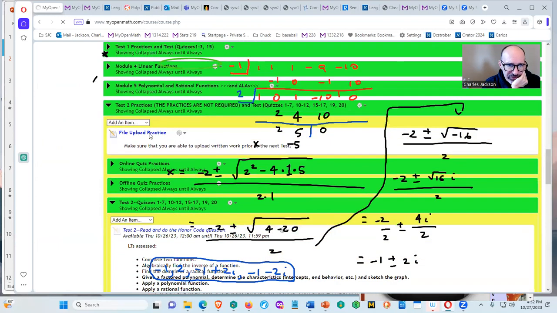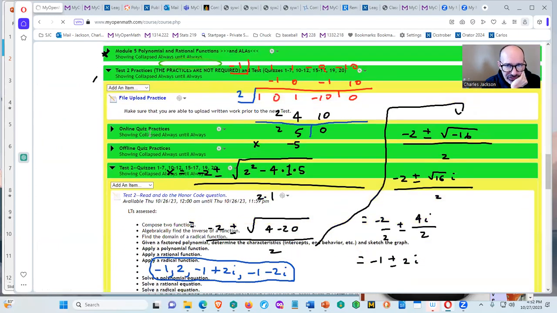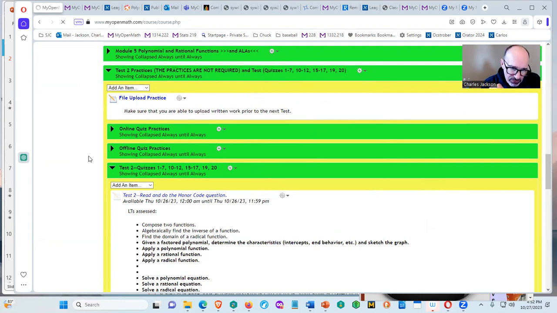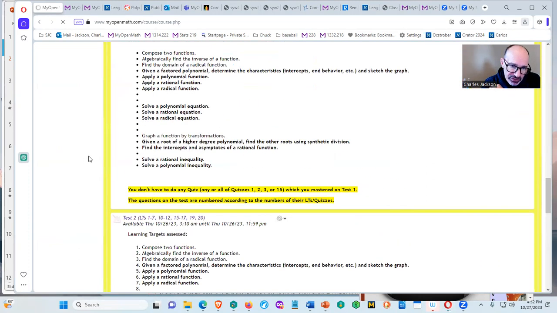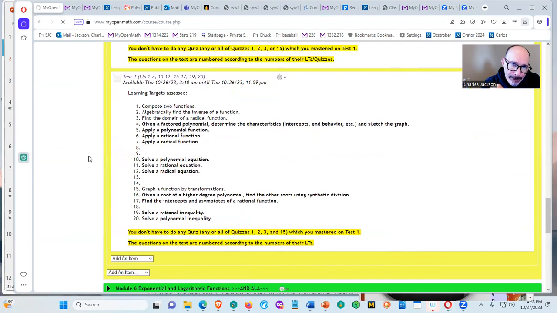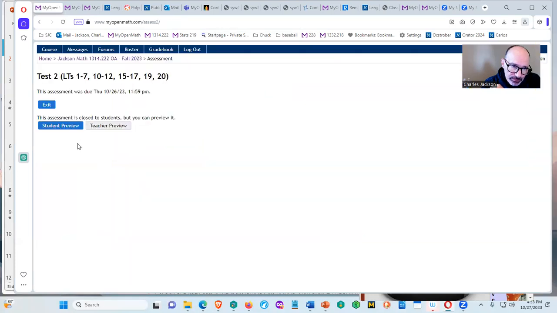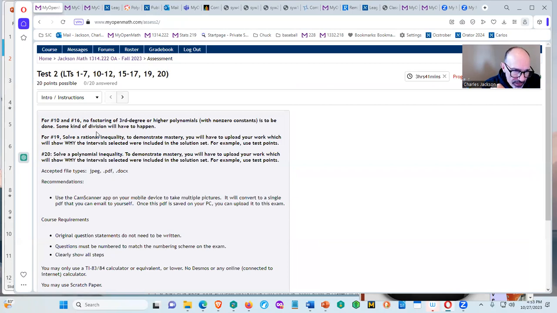So I'm going to explain what I'm saying here, which involves some, I tried to get the math jargon out of it, but you do need words to describe things. So let's just do this. Okay, so for number 10 and number 16, no factoring of third degree or higher polynomials.